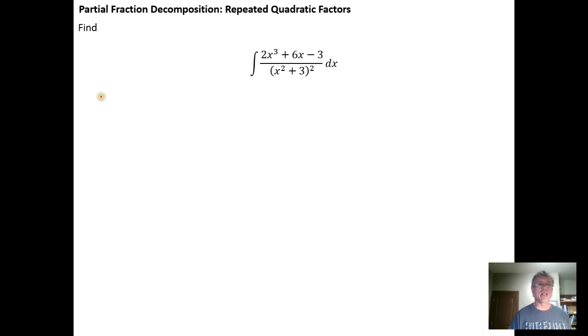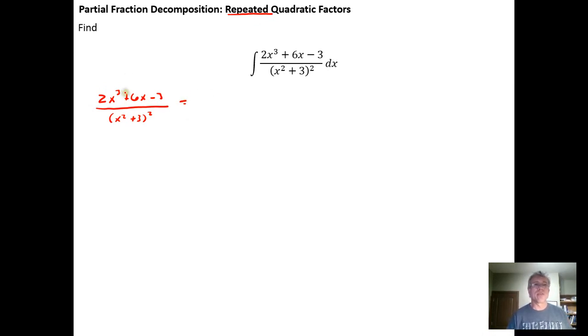So we'd step over here, and we'd have 2x cubed plus 6x minus 3 all over x squared plus 3 all squared. So this is a repeated quadratic factor. The quadratic factor is x squared plus 3, and it's repeated twice.